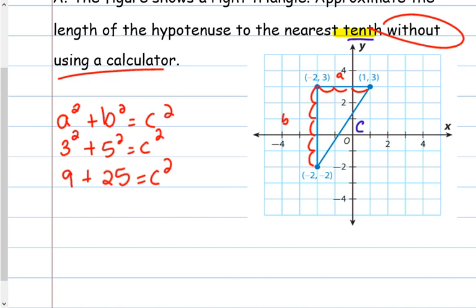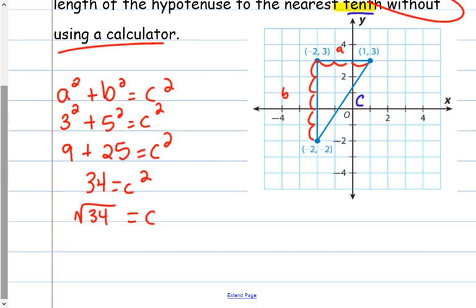Okay, so let's go ahead and add those together. So 9 plus 25 is going to give us 34 equals c squared. Take the square root of both sides. So we have the square root of 34 is equal to c. But it said we can't use a calculator. So let's put this on a number line. Nothing extravagant. We're just going to put the square root of 34 there in the middle, and we're going to estimate about what that is.